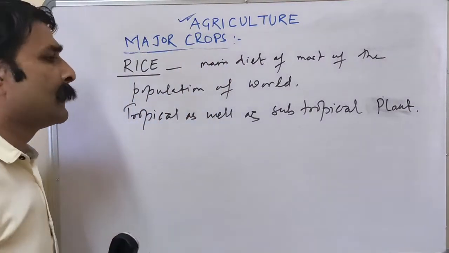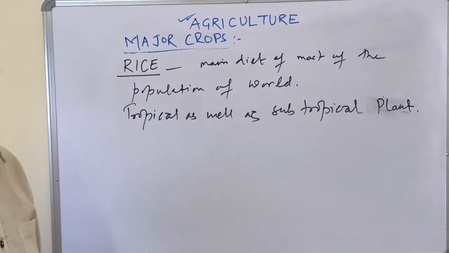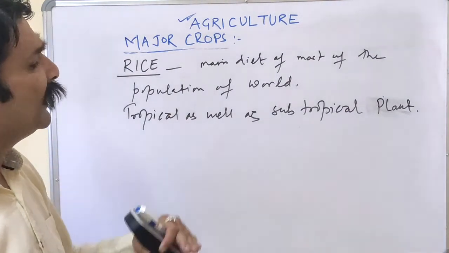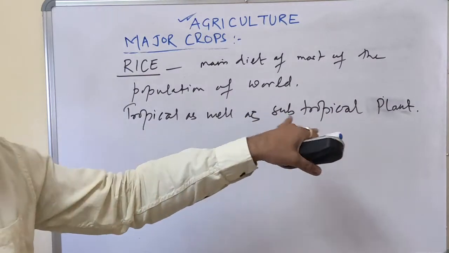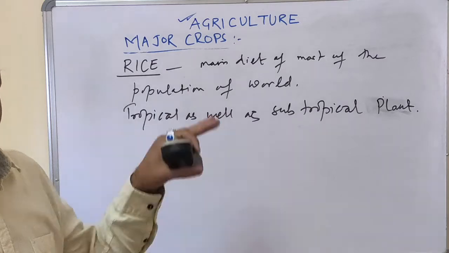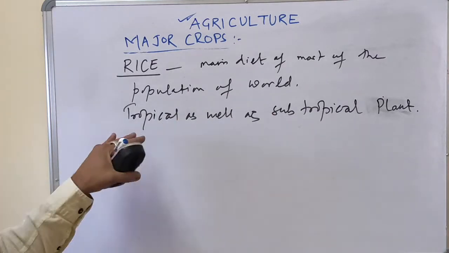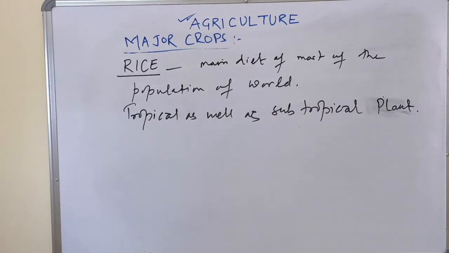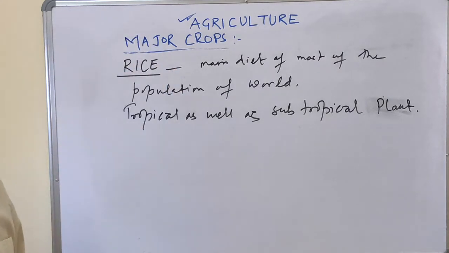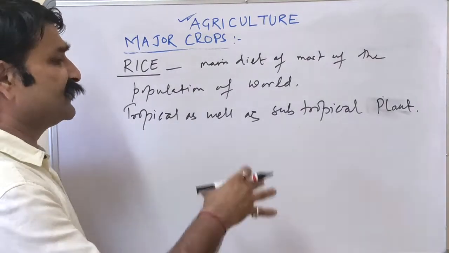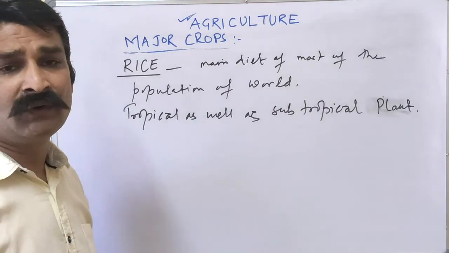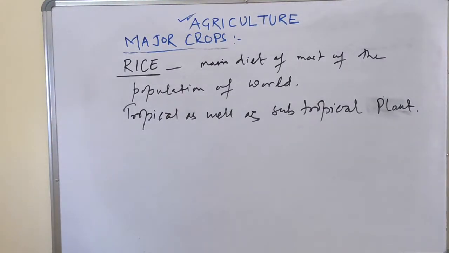Rice is a tropical and subtropical plant. Tropical means the areas which are near the equator, and slightly when we move ahead of the equator, that area is known as the subtropical region. So mainly rice is grown in these areas. It is a native crop of this area. When we change the conditions, it can be grown in other places also, but in the past it was a native plant of these areas.